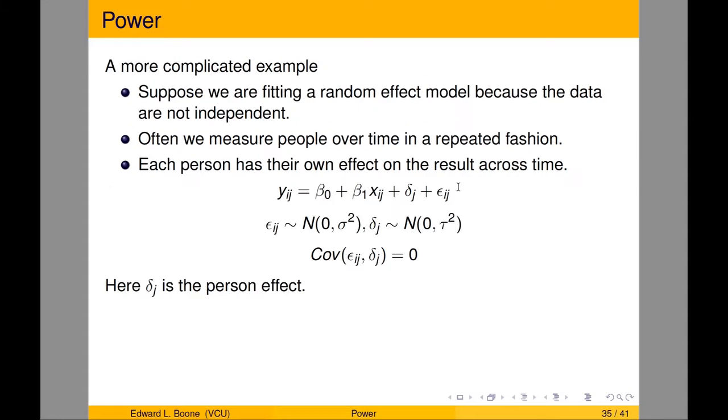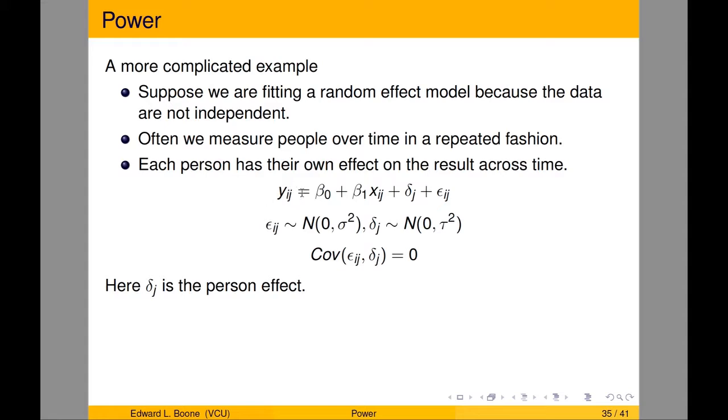Okay, let's look at something a little more complicated. Suppose we have a simple linear regression, but we have a random effects model because the data are not independent. Suppose we're repeatedly measuring a person or repeatedly measuring something. This is often when you would use a repeated measures or a random effects model. So each person has their own effect on the result across time.